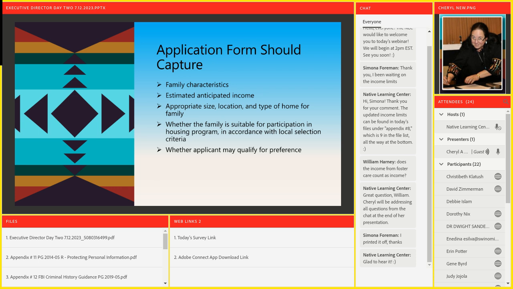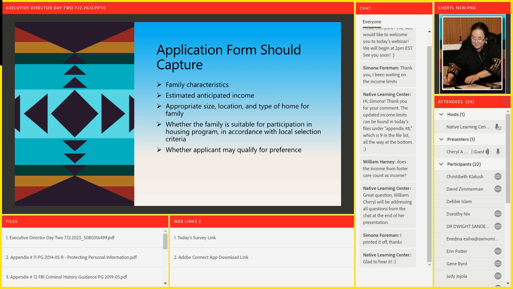Do you need a handicap accessible home? Are they asking for a single level as opposed to, I'm old, I don't like climbing upstairs? Whether the family is suitable for participation in your housing program. You have to have criteria for deeming them a suitable tenant in accordance with your local selection criteria. Whether the applicant can qualify for any preferences. Do you have those preferences outlined within your A&O policy? Look at your A&O policy. If it's old, redo it. Don't put all those things that they used to make us put in there if that's not what you want to give as a preference, okay?